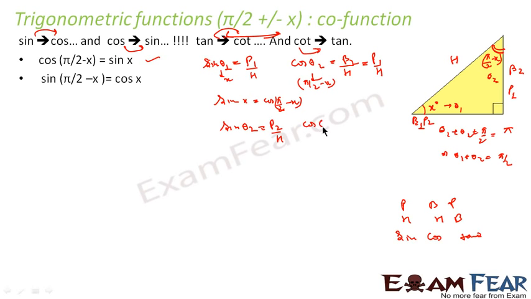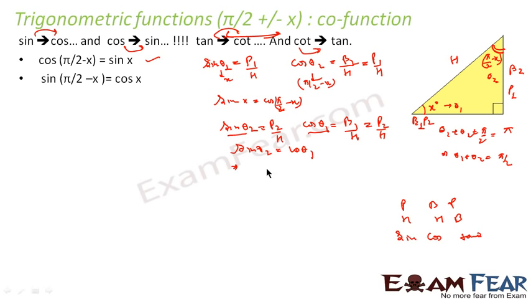And cos x is equal to cos theta 1. Cos theta 1 is equal to b1 by h. And here we see b1 and p2 are the same. So p2 by h, both are the same. So we can say sine theta 2 is equal to cos theta 1, because both are the same here.